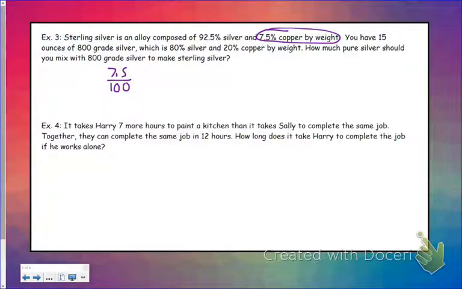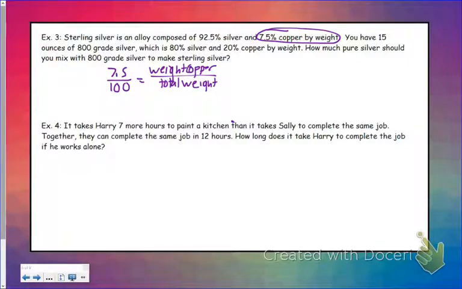Now, we need to figure out how much silver to add. So what we're going to look at, the percent is going to be equivalent to the total weight. So what we're going to look at is the weight of the copper over the total weight. Okay, and that should be 7.5%, in order for it to be sterling silver. So let's look at what we actually have.